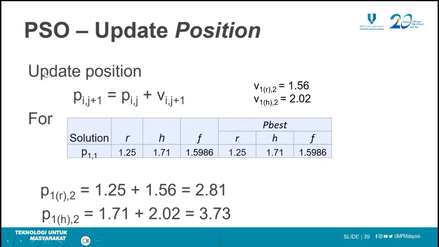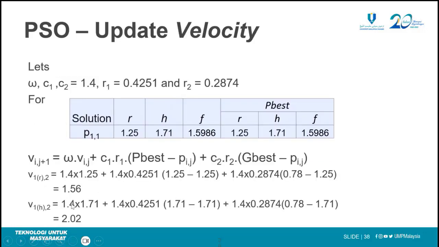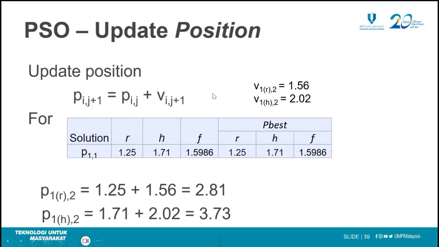Then to calculate position, this is the formula. This is the new position, or the new solution. Pij is the existing solution, and Vij is the new velocity that has been calculated from the previous stage. We fit in the V value obtained from the earlier calculation. This is for R, and this is for H.